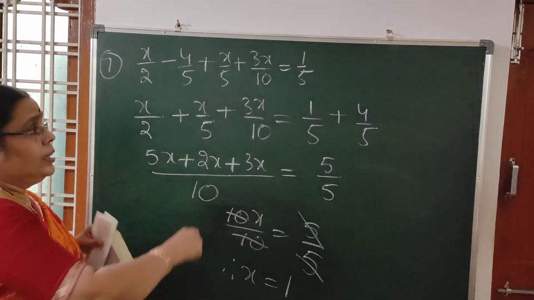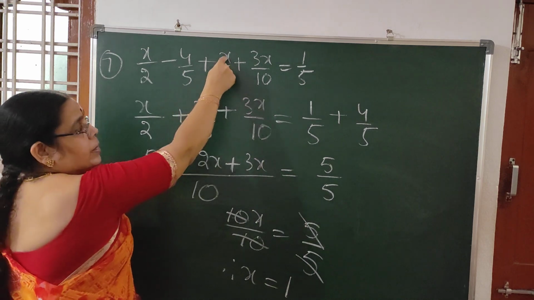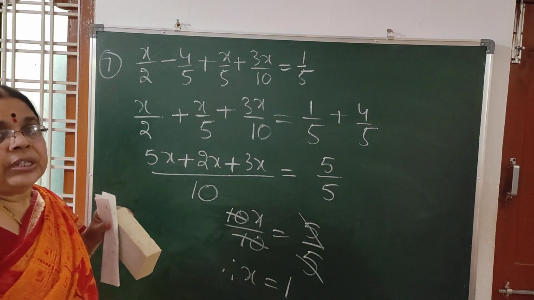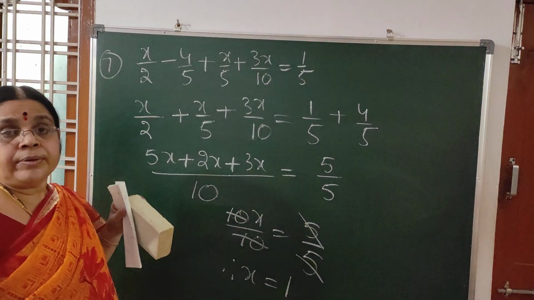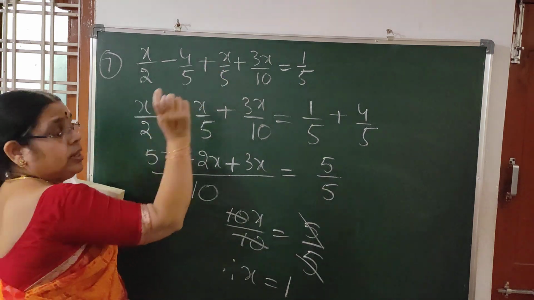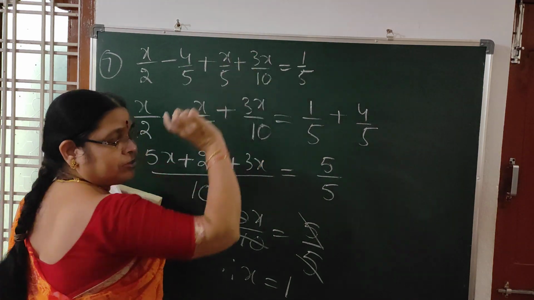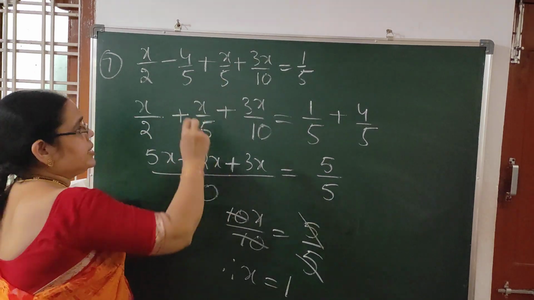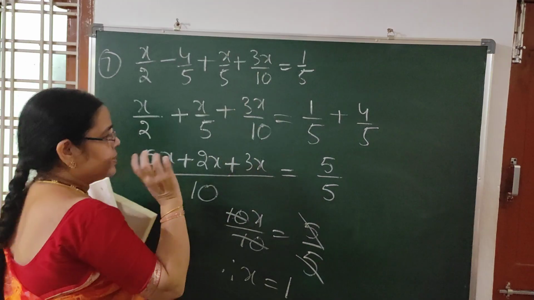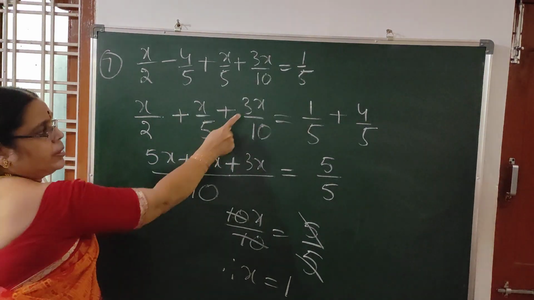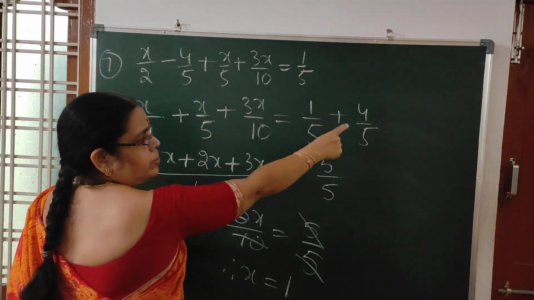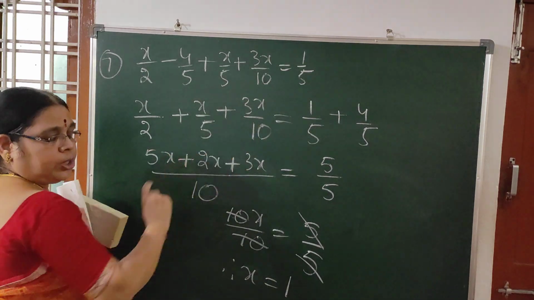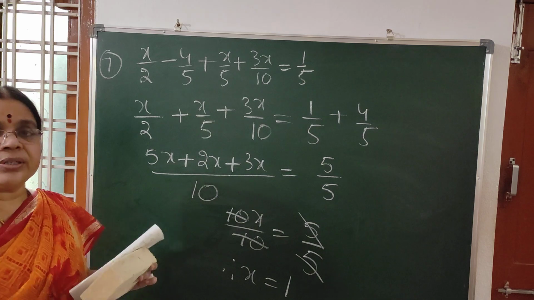1. x by 2 minus 4 by 5 plus x by 5 plus 3x by 10 is equal to 1 by 5. From LHS this constant is going to RHS. You can't take all variables that side and constant this side. The easiest way is only this constant will go to the opposite side. Like this, x by 2 plus x by 5 plus 3x by 10. This is coming from the opposite side, so becomes plus 4 by 5. LCM is 10 because different denominators you have.